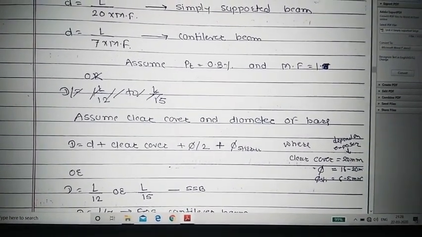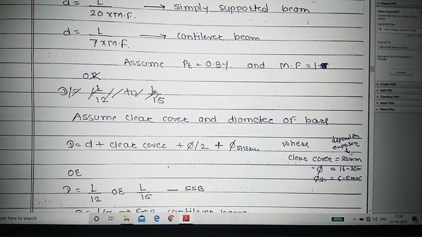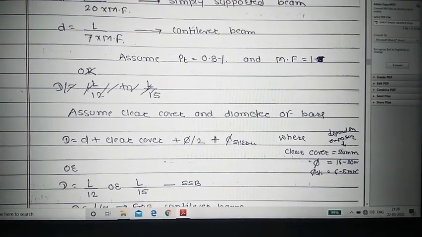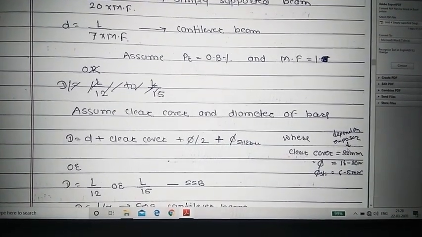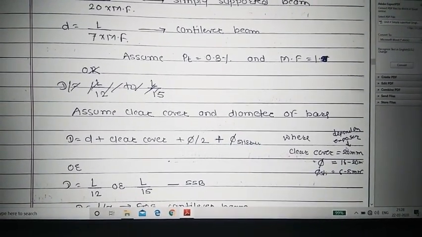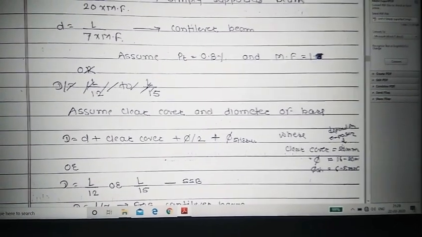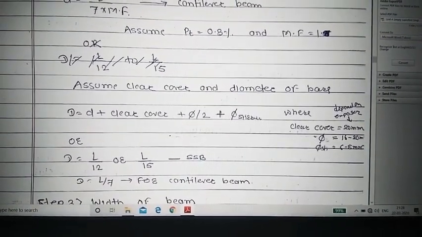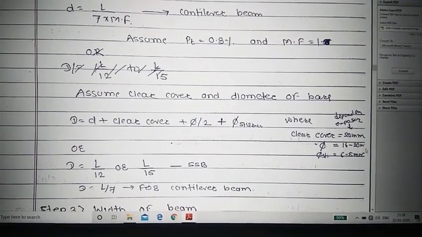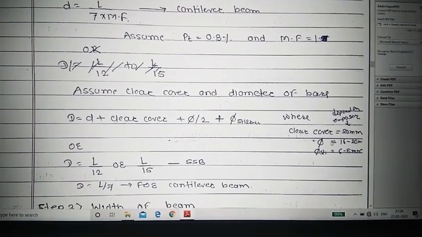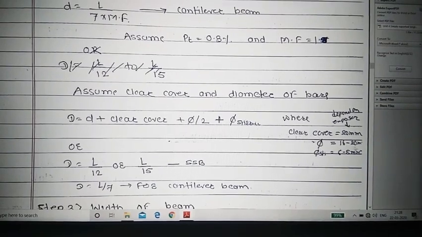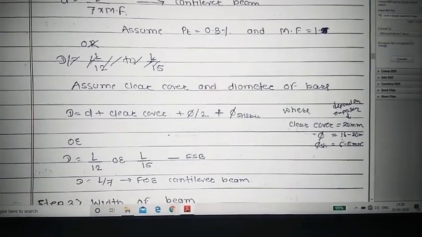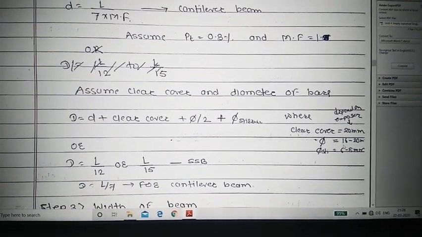Basically this clear cover depends on the exposure conditions, and the clear cover as per the exposure conditions is given in IS 456. You can refer to IS 456 to assume the clear cover. Now after that assume phi, meaning the diameter of main bar, from 16 to 20 mm. It is not necessary to assume the diameter from 16 to 20 mm. As per your requirement you can assume it, but it should be from 12 to 20 mm.